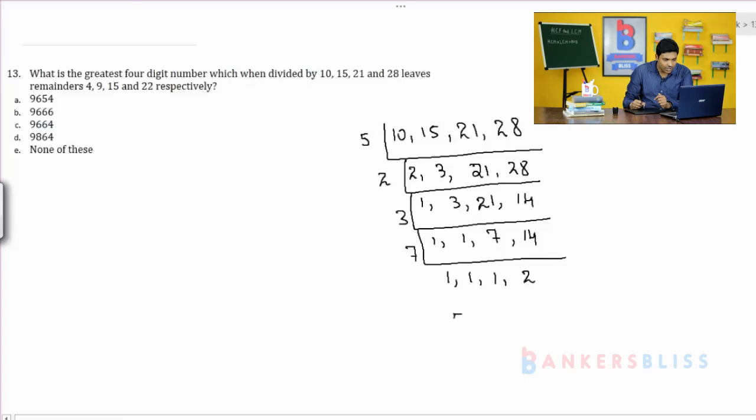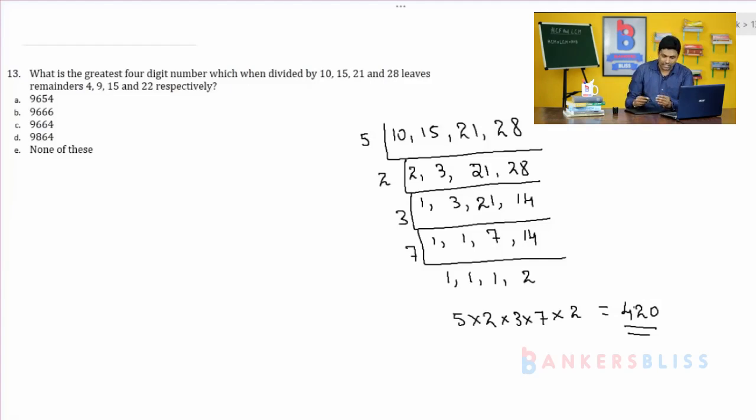So LCM will be 5 into 2 into 3 into 7 into 2. So 5 into 2 is 10, 7 3s are 21, into 2 is 42, 42 into 10 is 420. So the LCM is 420. Now we have to check which is the greatest 4-digit number. The greatest 4-digit number is 9999. Sorry, 9999. Yes, 9999 is the greatest 4-digit number.